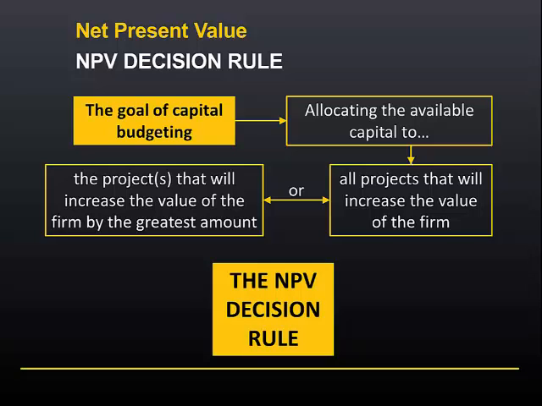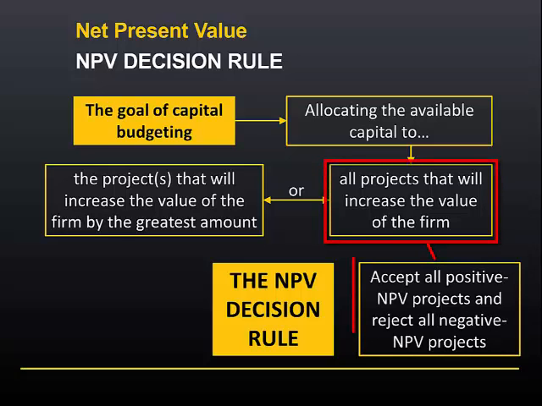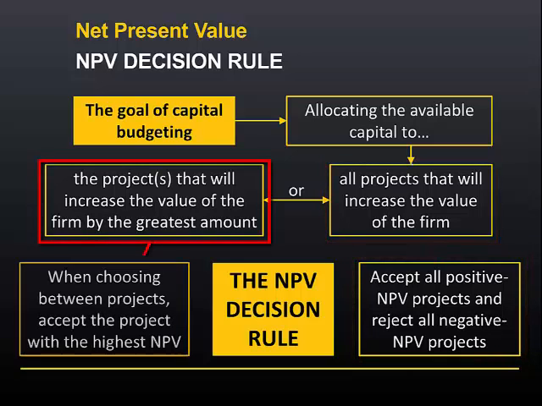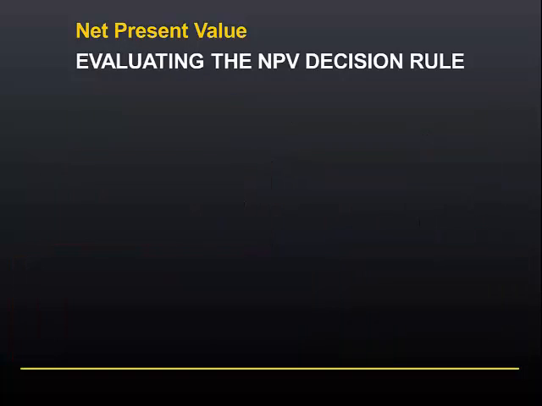The NPV decision rule says that we should accept all positive NPV projects and reject negative NPV projects, or, when choosing between projects, accept the project with the highest NPV. After we introduce each of the three project evaluation techniques, we will evaluate them from a theoretical perspective.